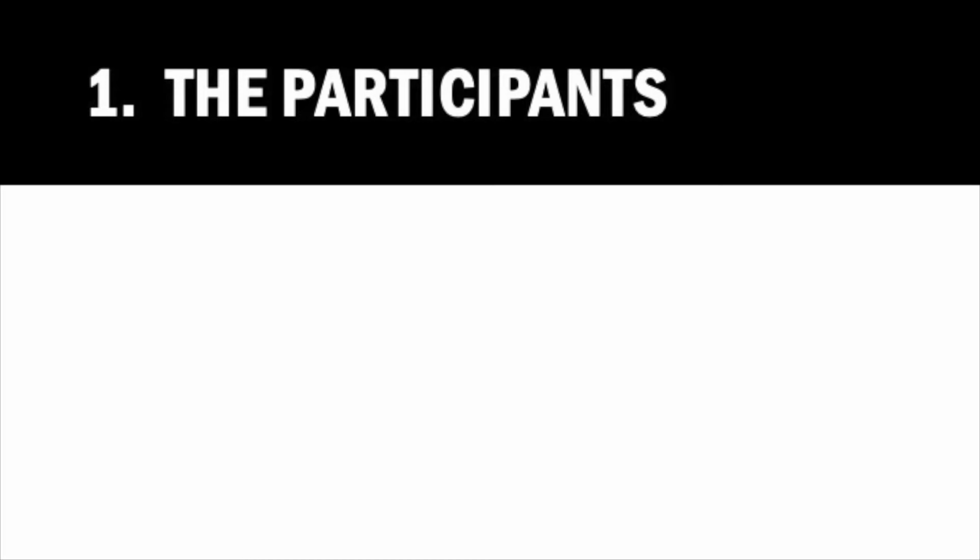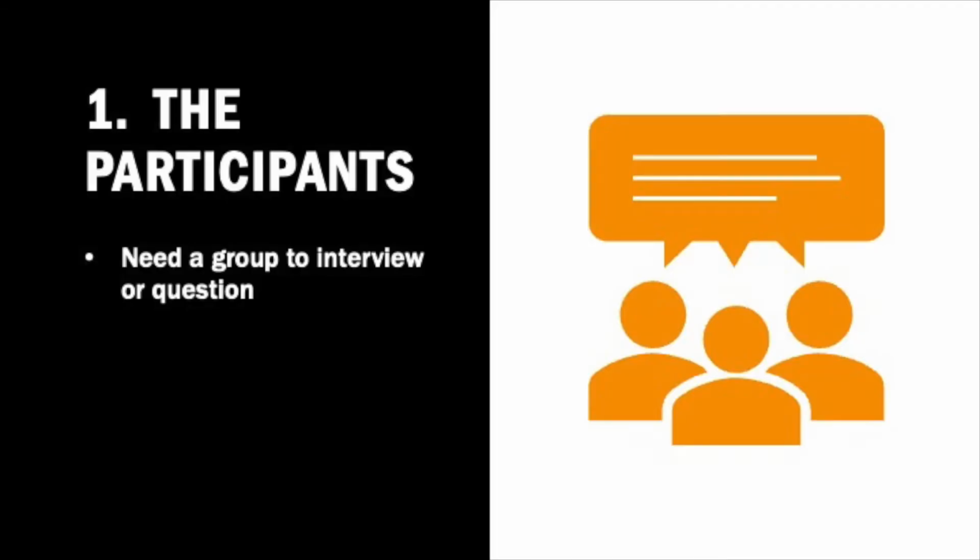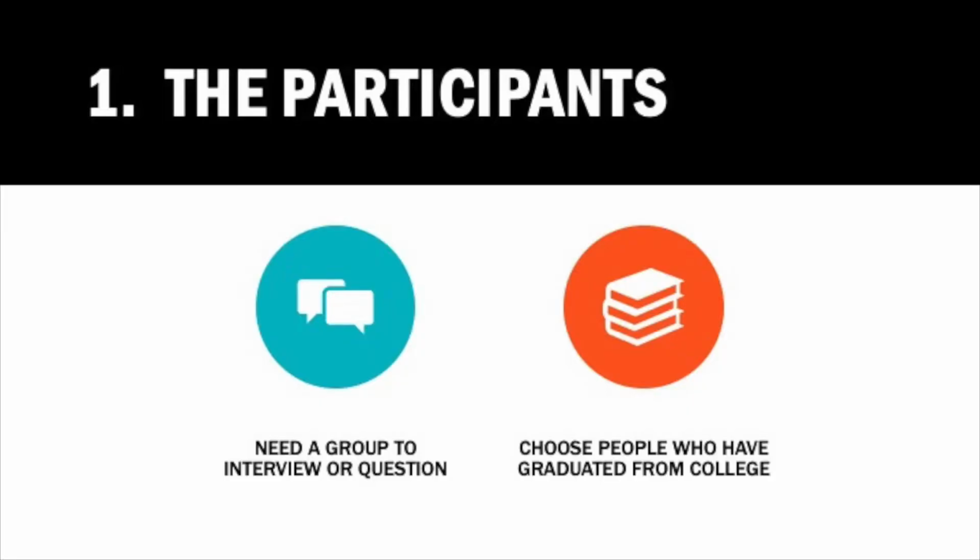Since this is what you're trying to figure out, you have to plan a research project that will allow you to answer this question. First, let's think about the participants. In order to see what it takes to be successful in college, you will need a group to interview or question. And since you want to find out how they were successful or what they did to be successful, you should probably choose people who've already graduated from college. Your instructor will tell you specifically how many people you need to interview or question for your project.